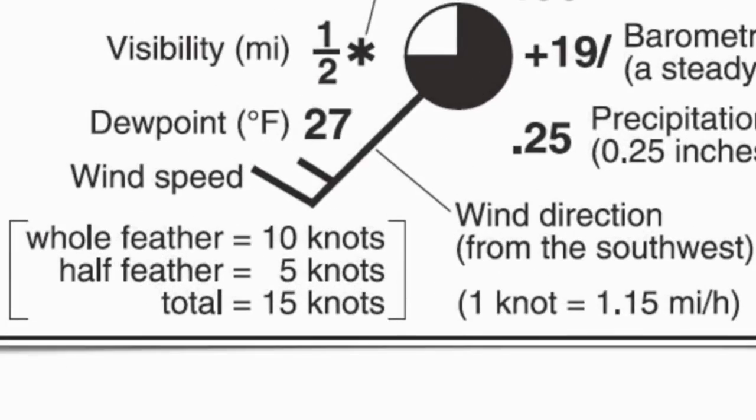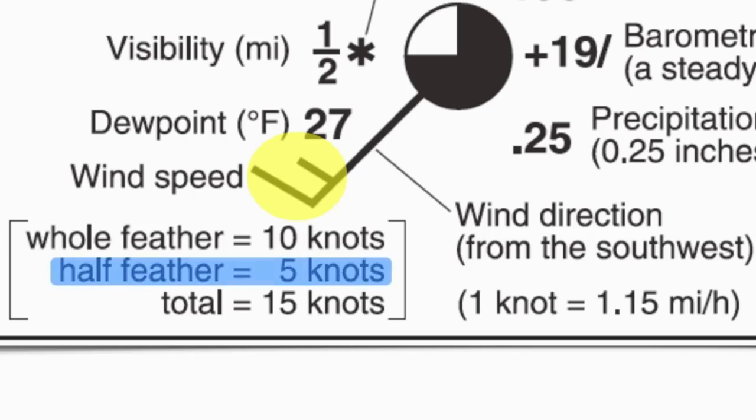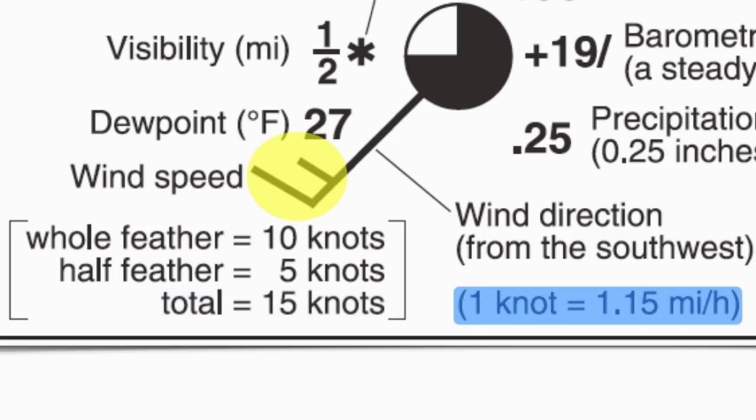Now, your wind speed is going to be important here because it's indicated by what we call feathers. Those little tabs that are coming off the bar coming out of the station model there are what we call feathers. Now, a big feather is 10 knots. Half a feather is going to be 5 knots. So you add them up, and in this example, you have a total of 15 knot wind. Now, a knot is just another unit that we're going to use to measure wind speed, very similar to a mile per hour. Now, here's the problem.